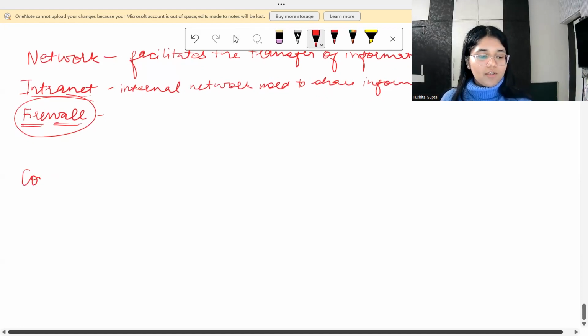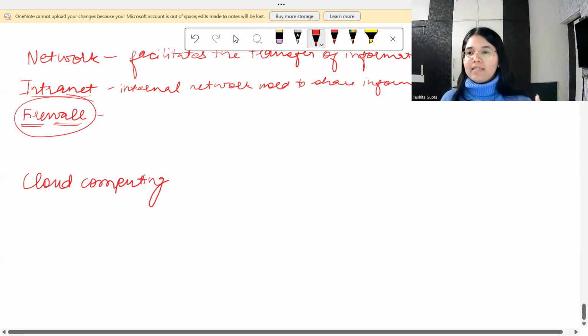Now, the next terminology that we learn is cloud computing. Cloud computing is basically when you use a network of remote servers hosted on the internet to store, manage and process data.